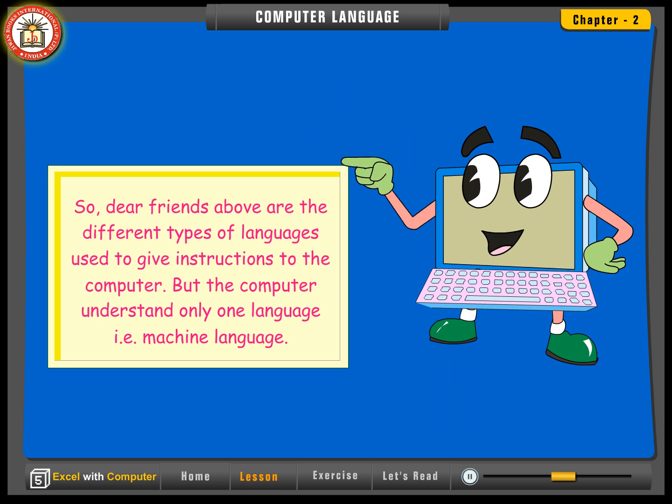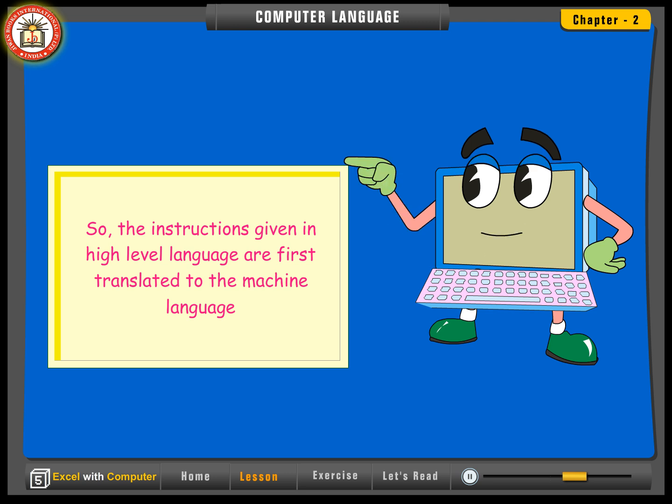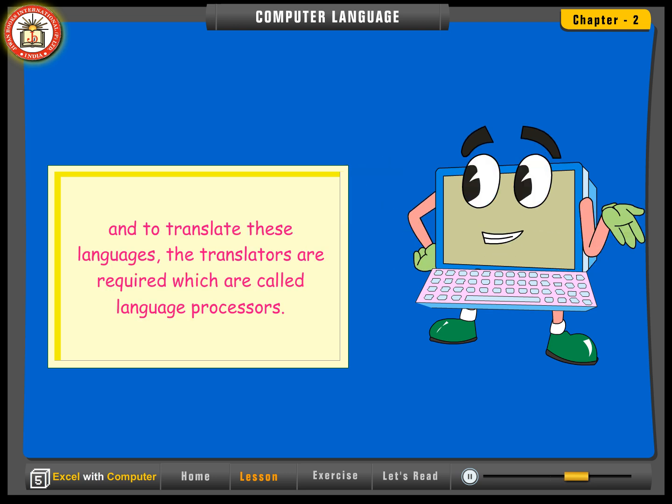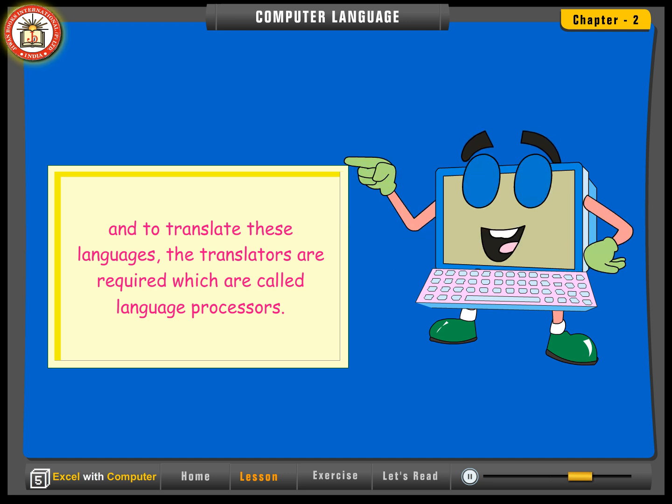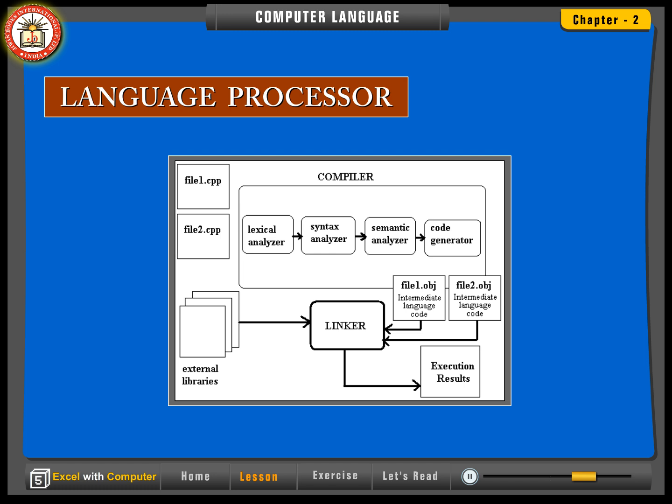So, dear friends, above are the different types of languages used to give instructions to the computer. But the computer understands only one language, that is, machine language. So, the instructions given in high-level language are first translated to the machine language, and to translate these languages, translators are required, which are called language processors. Language processors. The software that are used to translate the high-level language to machine language are called language processors. Compilers and interpreters are the two language processors.